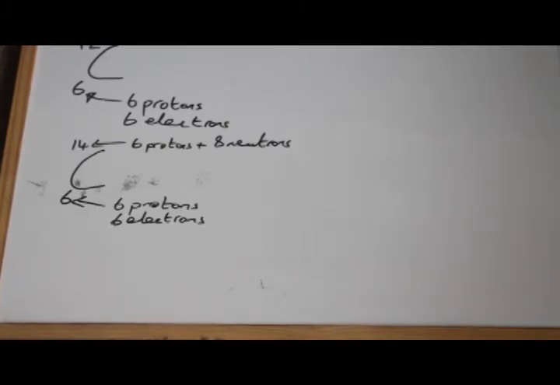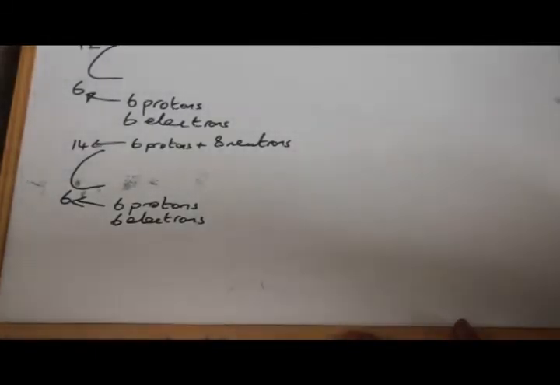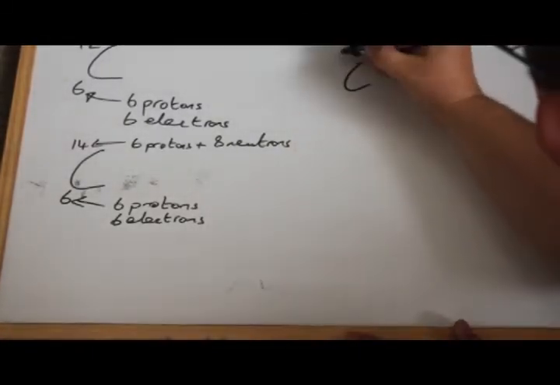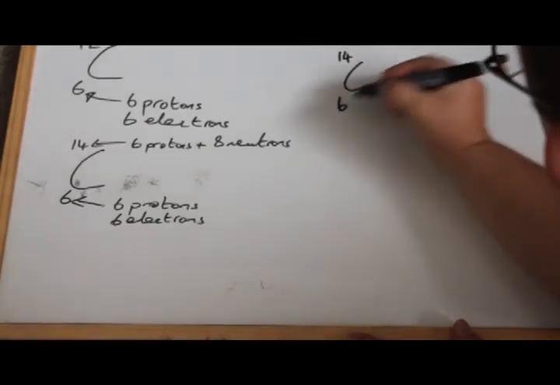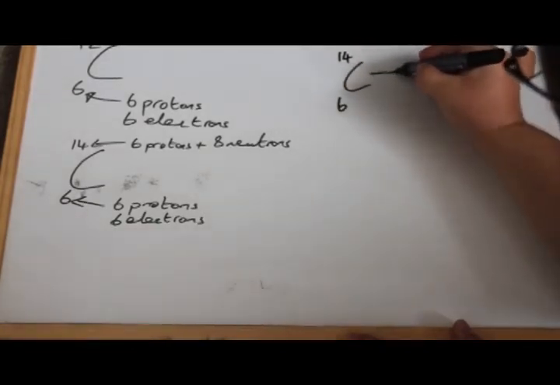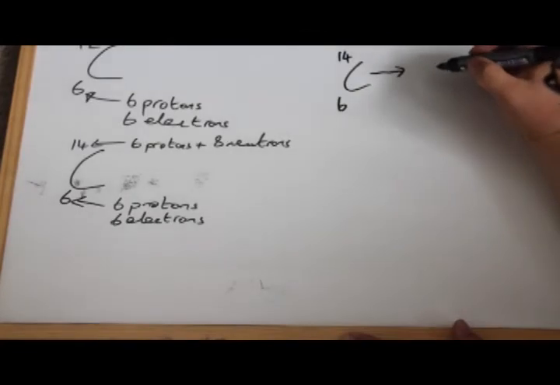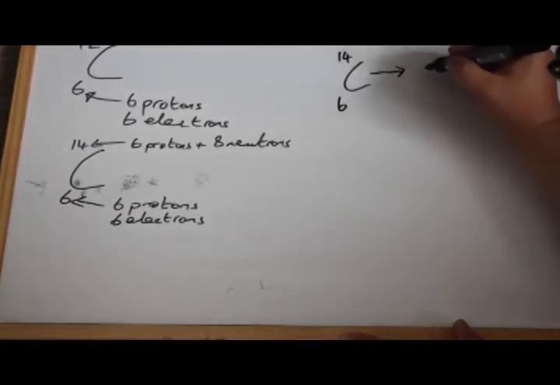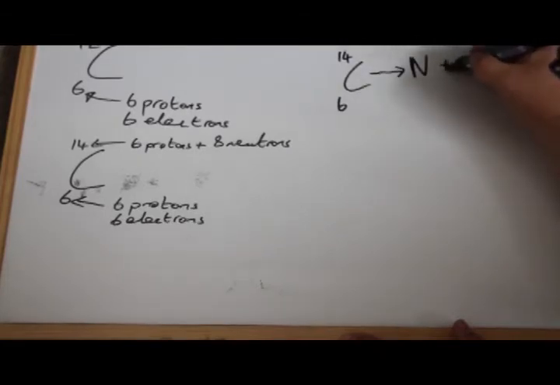Now, if we take carbon-14, and we make it undergo a radioactive decay, it's going to decay into a stable isotope of nitrogen by giving off a beta particle.